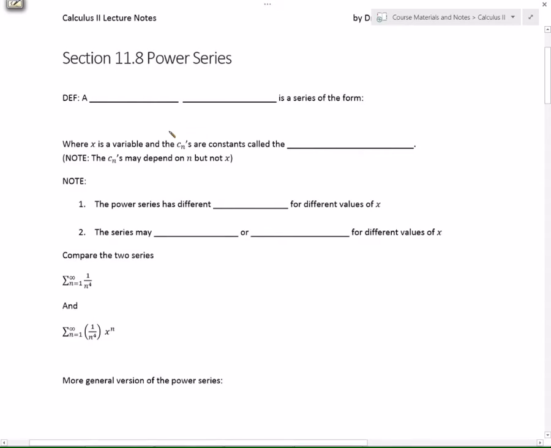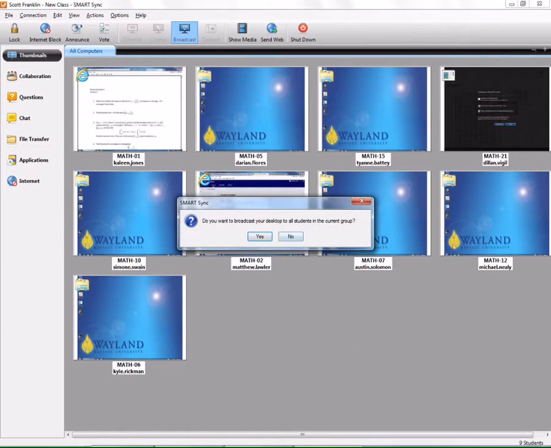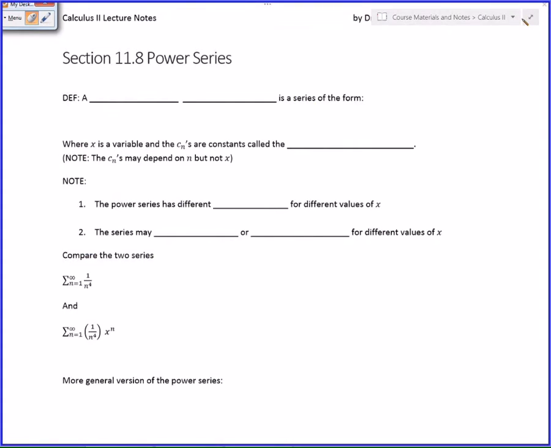So let's start off by defining what a power series is. The next question will be, when do they converge? And then the last question is, how do we represent a function that we know as a power series? How do we find the equivalent power series for a given function? And that's where we run out of time for the semester, and I have to start up next semester.